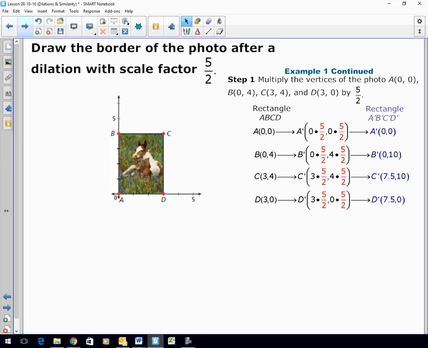Mr. Hobbs, I don't have to do it when it's at 0, 0, because anything times 0 is 0. Oh, beautiful. You're right. You don't. But you do have to multiply 4 times 5 halves. You get 10. 3 times 5 halves, 7.5. 4 times 5 halves, still 10. 3 times 5 halves, still 7.5. Each coordinate point gets multiplied by the scale factor. That's simple. That's dilations. That's all it is.